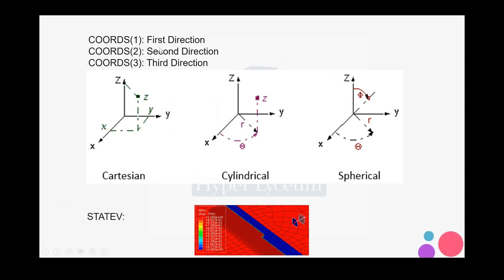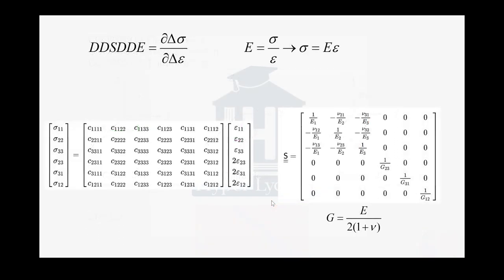Coordinates are for x, y, z. State variable is for showing results. For example, if in the model you want to change the material behavior during the process, you do it in the model. But if you want to see this in the ODB file, you need to assign those variables to the state variables. For example, in a building process, your material changes from liquid to solid. So you can assign a variable to your phase, and then you can see the phase changes in the material, but it's not important here.